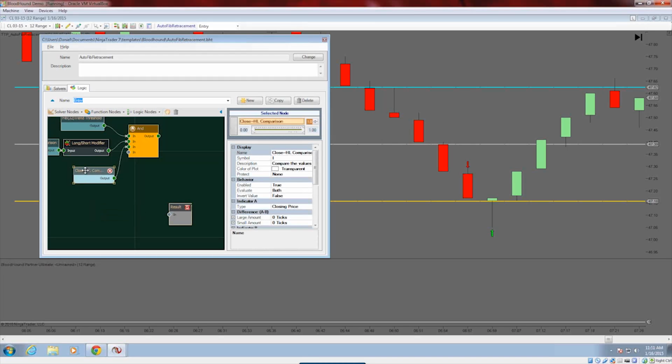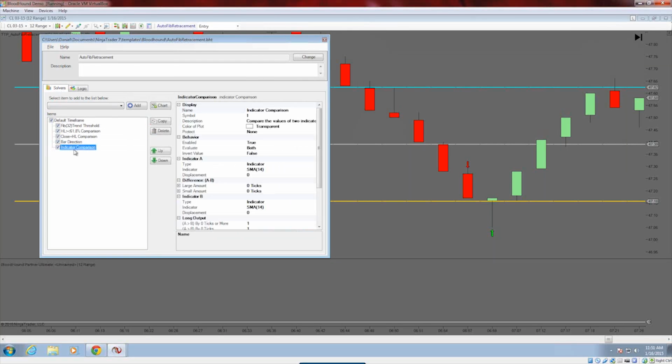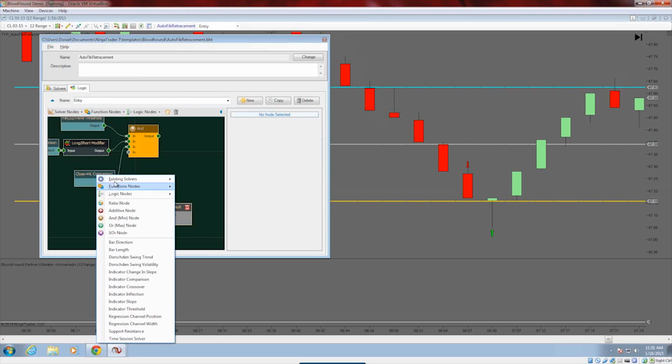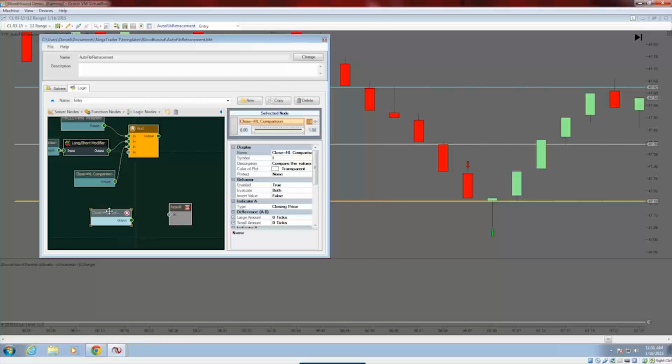Let me do this. I'm going to copy this one. So when we copy a solver, we go back to the Solvers tab. I'm going to delete that. I want to copy this close equals high or low. So I click on copy, and then I go back to the logic board and I right-click, go up to existing solvers, and then add this solver to the chart, which is identical to this one, but now I can make changes to this one and it will not affect the first version of it. So we've made a copy and now we're going to make changes to this one.